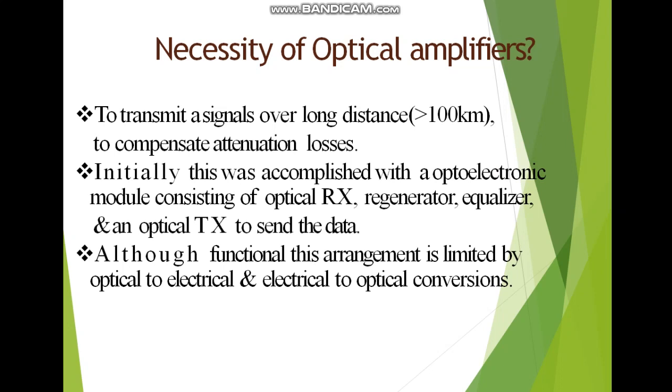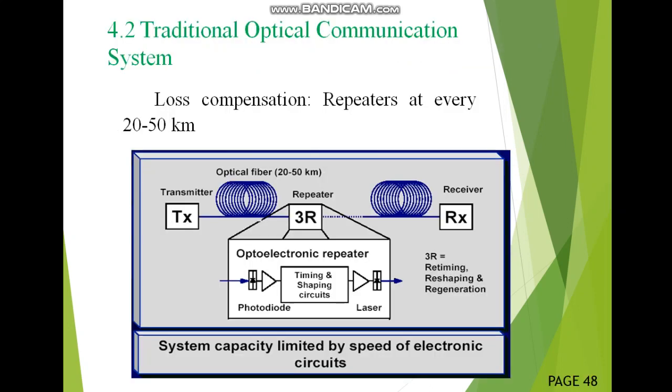So optical amplifiers offer several advantages over regenerators. This is the traditional optical communication system, in which losses are incurred due to so many components used in the communication system, and again we are using repeaters or regenerators in between. That also adds losses, and every time we use a regenerator, it has to regenerate the original optical signal. So this is the transmitter, receiver, and in between we have an optoelectronic repeater. System capacity is limited by the speed of the electronic circuit. So this is a traditional optical communication system.